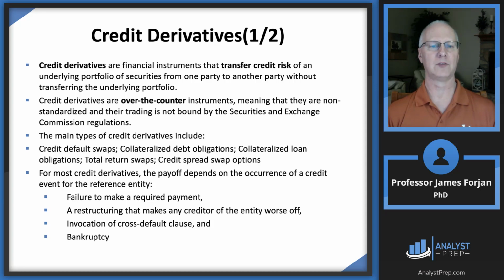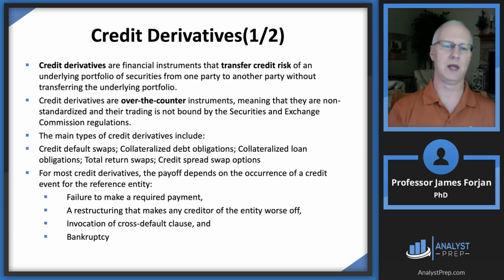All right, so let's go ahead and skip down to the payoff. The payoff depends on the occurrence of a credit event: failure to make a required payment, restructuring, cross-default clause, and of course the big one, which is bankruptcy. And I always tell my students that a credit default swap is almost like an insurance contract. It acts like an insurance contract. There's that transfer of credit risk. So if Milton Hershey doesn't pay the bondholders their $100 par value, then the financial institution will step in and make that payment. So it's a transfer of credit risk.